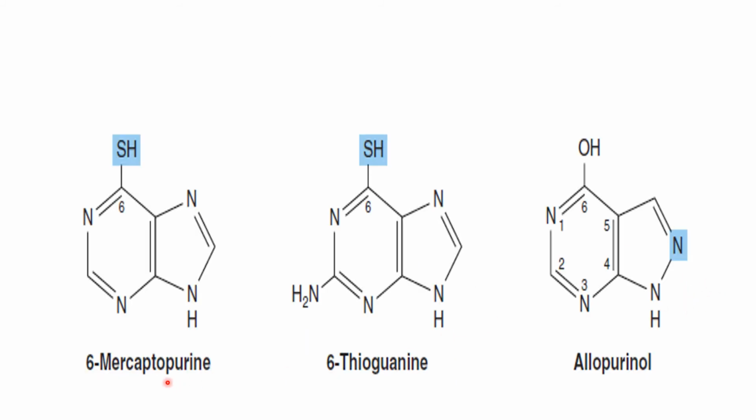Similarly, in mercaptopurine, an SH group is incorporated at the sixth position. This SH group is known as the mercapto group, and this is the purine derivative of mercaptopurine. Thioguanine. The SH group is present at the sixth position. This is the 6-thioguanine.